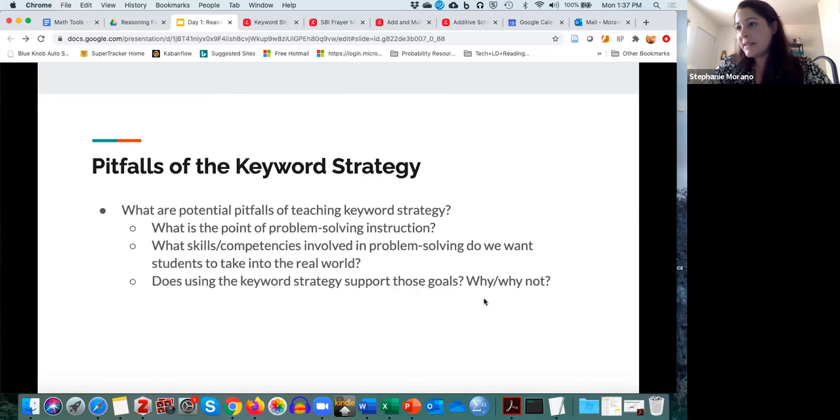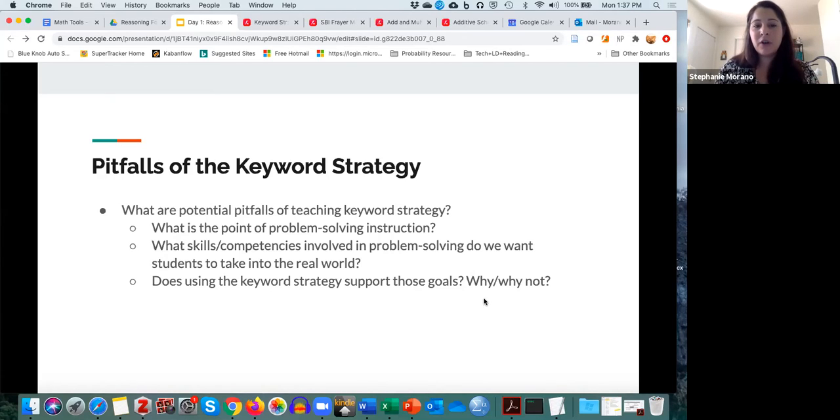So I hope you all had time. I'm not sure if you had time to talk in your groups, but I hope you did, to talk about these questions about what are the pitfalls of using this strategy. So hopefully the first one that's obvious is that the strategy will often lead you to make a mistake and choose the wrong operation to solve, or to solve in a way that's really inefficient. So I hope that was clear to everyone.